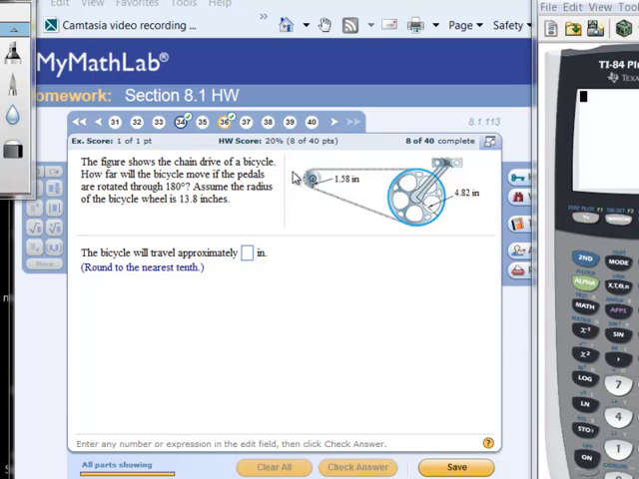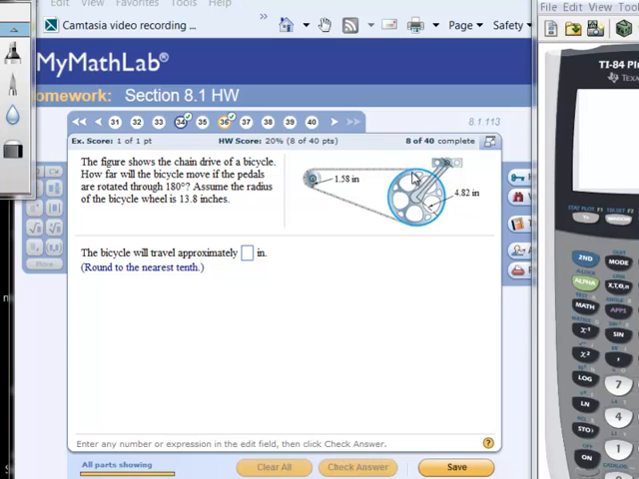Okay, we're working on problem 8.1.113, which is problem 36 in the homework assignment, where we're going to find out how far a bicycle will move if this pedal is rotated through 180 degrees, which is also pi radians.